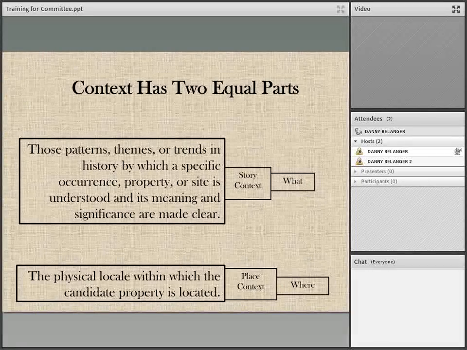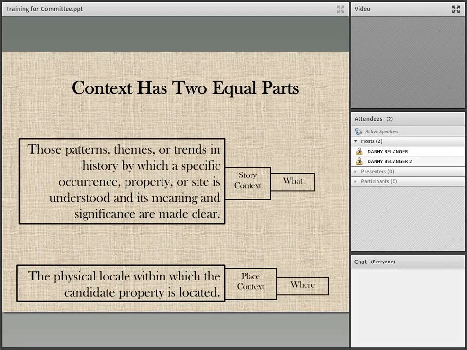When we talk about context, there's actually two different kinds of context. We have the ones I just mentioned that help set up the significance. And then we also have the context with which the property is located. So the actual physical location, its parish, its city, its state.